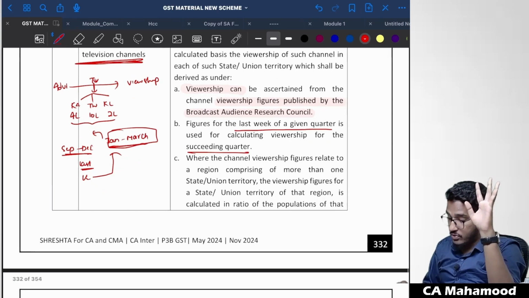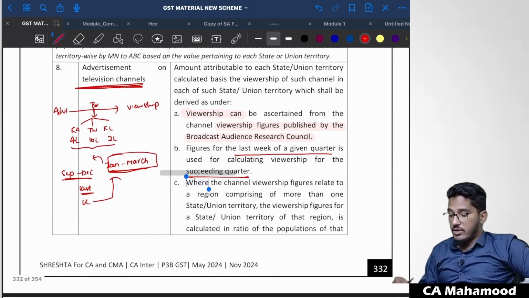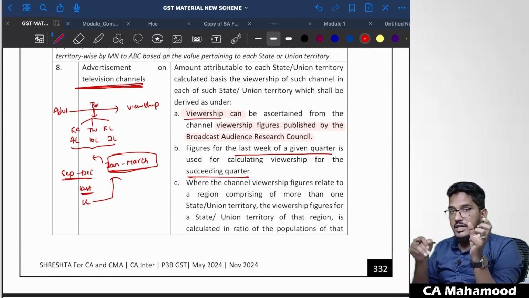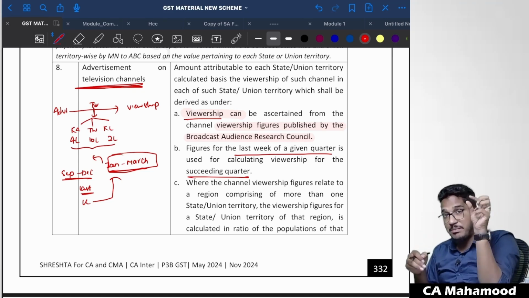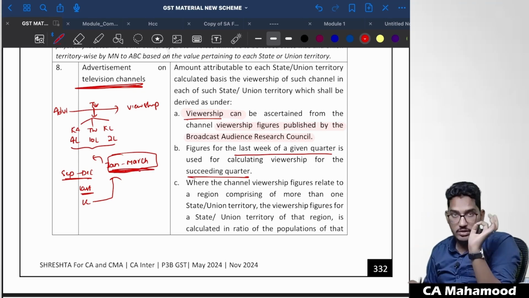Able to understand? So two things I have told. In case the advertisement is run on a television channel, it will be divided on the basis of viewership data. Where can you get it? Viewership data we can get from BARC. And which figure do we have to take? For the current quarter, I have to go to the previous quarter. In the previous quarter, last week's viewership data, I have to use for the entire current quarter.